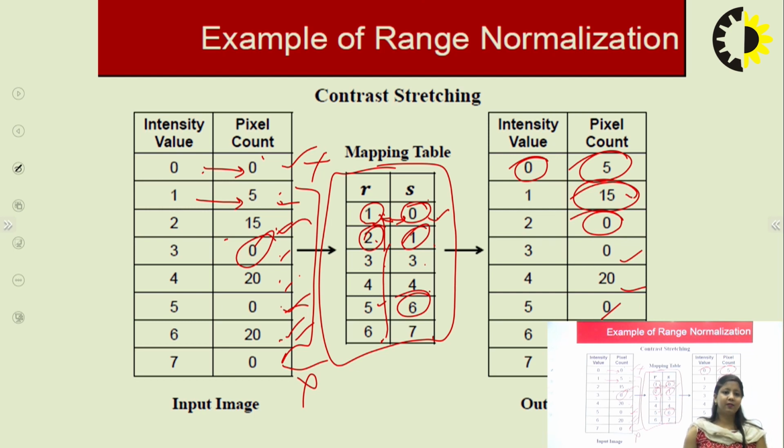We get these values in what is called range normalization. This is a very important question. When we apply contrast stretching, these kinds of questions can come. So we have to change these values from low to high intensity.